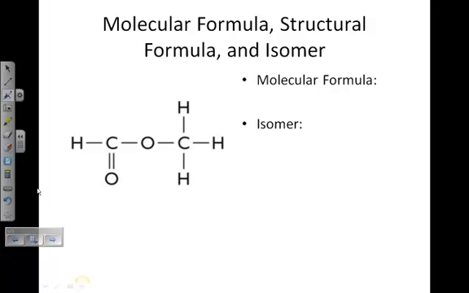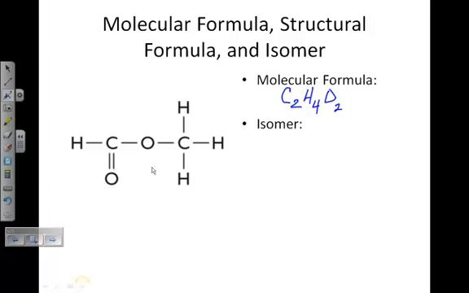So, molecular formulas, structural formulas, and isomers. Let's review. Say you have this structural formula on the left. What would be the molecular formula? If you're asked this question, all you need to do is realize a molecular formula is just listing the number of atoms of each element. So, how many carbons do you have? 2. How many hydrogens do you have? 4. And how many oxygens? 2.